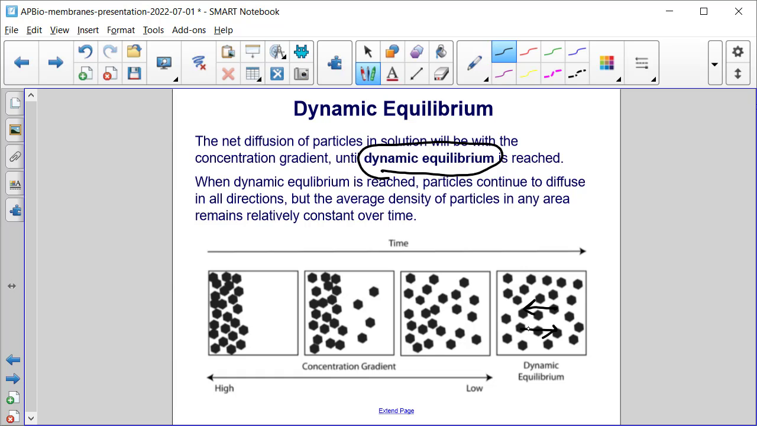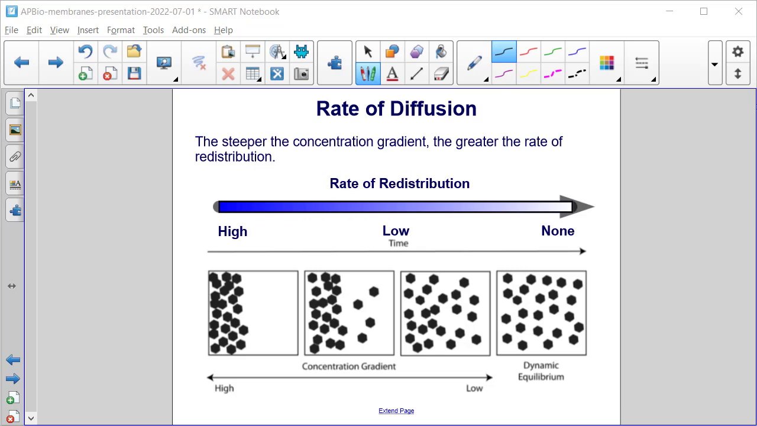So the average density of the particles in any area remains relatively constant over time. And in a membrane, you can think of an equal number of particles coming into the cell through the cell membrane as particles going out of the cell through the cell membrane.